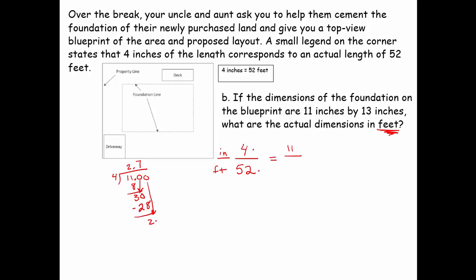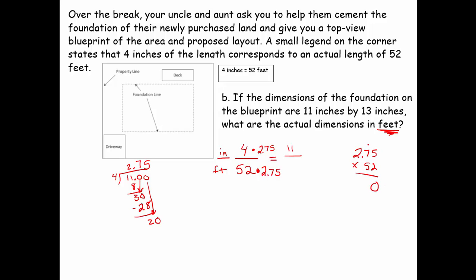Bring down another 0 there. 4 goes into 2.75. So I have to multiply 4 by 2.75, which means I'll multiply 52 by that same value, 2.75. And I'm going to take 2.75 times 52.